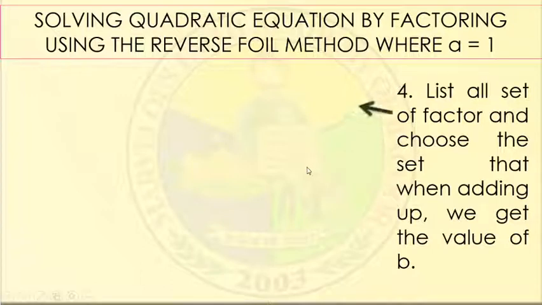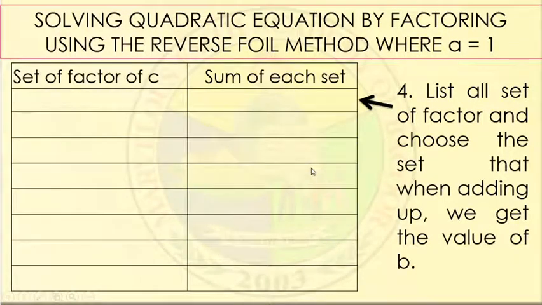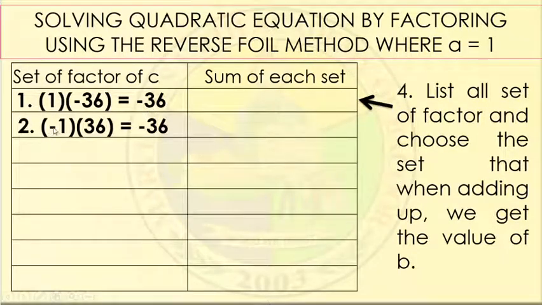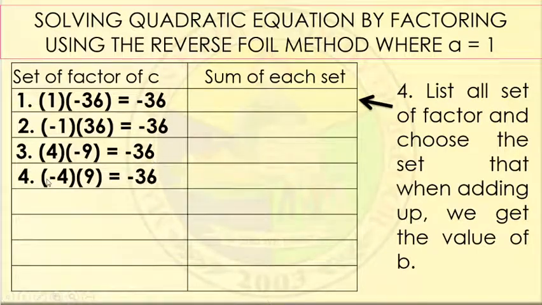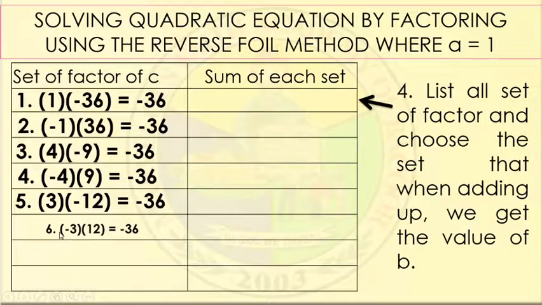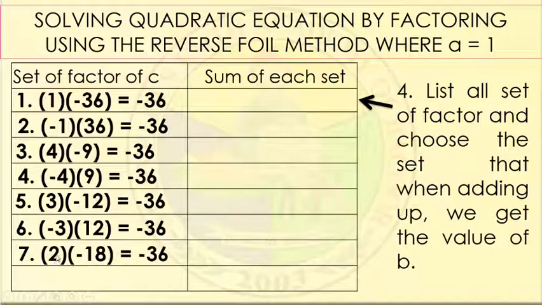Okay, so we have this set of factors of c and the sum of each set. Number 1: 1 times negative 36, the answer is negative 36. Next, negative 1 times 36, the answer is negative 36. 3: 4 times negative 9, the answer is negative 36. 4: negative 4 times 9, the answer is negative 36. 5: 3 times negative 12, the answer is negative 36. 6: negative 3 times 12, the answer is negative 36. Next is 2 times negative 18, the answer is negative 36, and negative 2 times 18, the answer is negative 36.